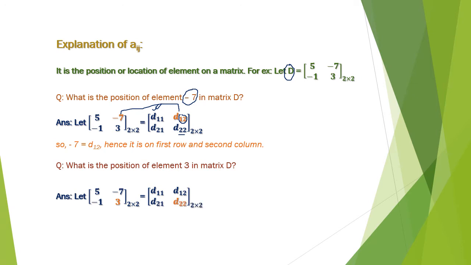You can see the element 3 right here, and you can see the position, that is second row, second column. So 3 equals D22, hence it is on the second row, second column. Now this explains Aij. What does Aij mean?